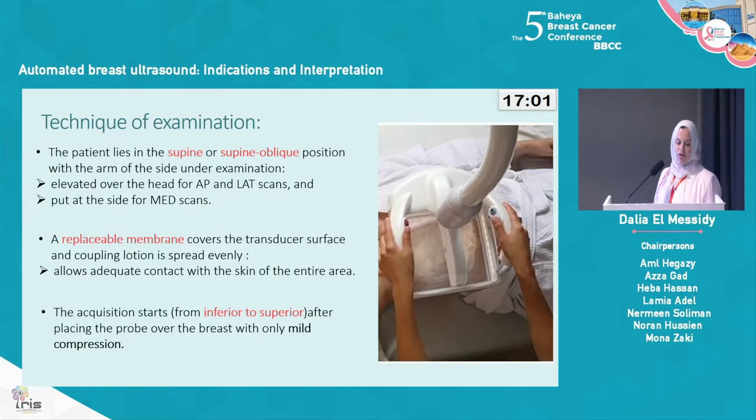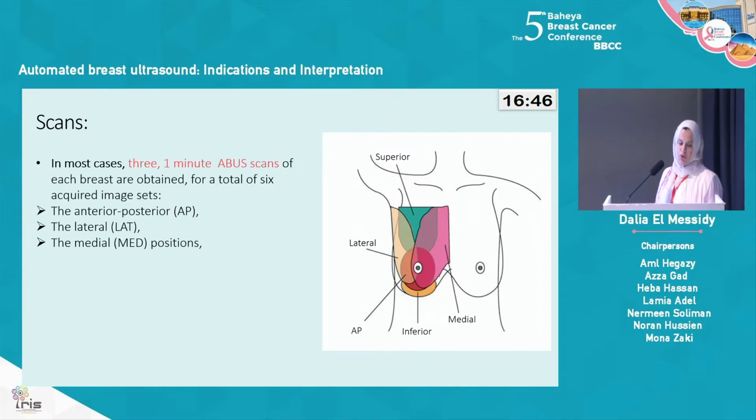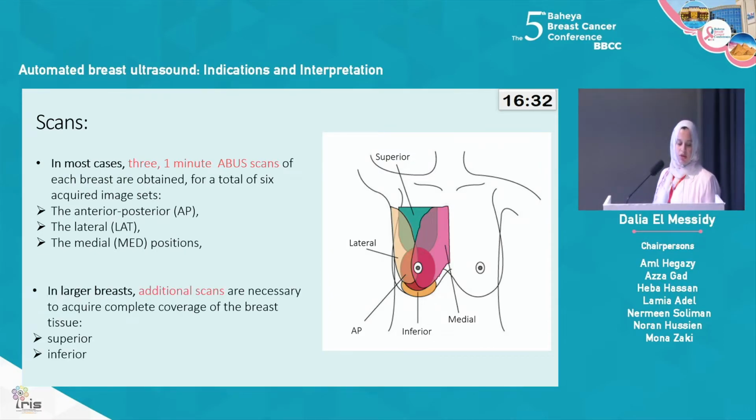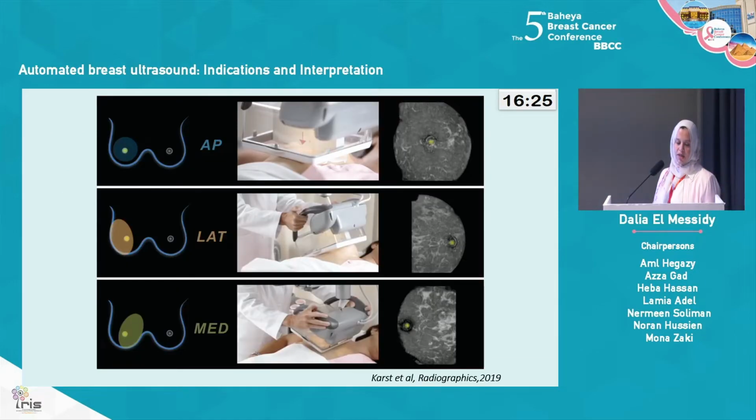A replaceable membrane covers the transducer surface and coupling lotion is spread evenly, which allows adequate contact with the skin of the entire area. The acquisition starts from inferior to superior after placing the probe over the breast with only mild compression. In most cases, 3 automated breast ultrasound scans of 1 minute each for each breast are obtained for a total of 6 acquired image sets, namely the anterior, posterior, the lateral, and the medial positions. For larger breasts, additional scans are necessary to acquire complete coverage of the breast tissue, such as the superior and the inferior scans.